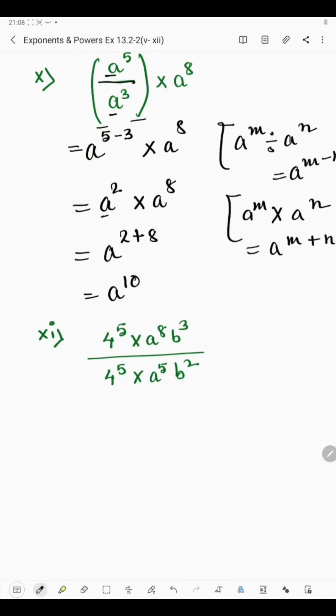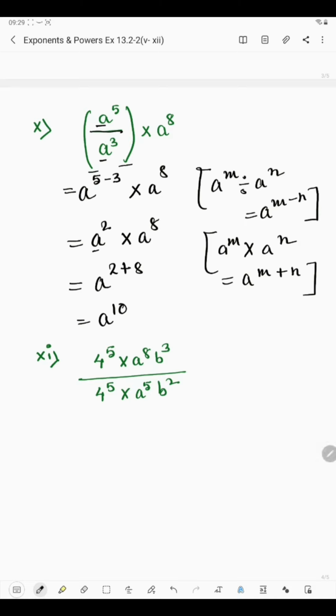Okay, now here we have all three bases, right? 4, a and b, and all the bases are in exponential form. Here we can see that there are three different bases: one is 4, a and b. Okay, and in between the divide sign is there. Same base and in between the divide sign is there. Here 4 and 4, here a, and here b and b. Okay, so when there is the same base and a divide sign, then we just subtract the powers.